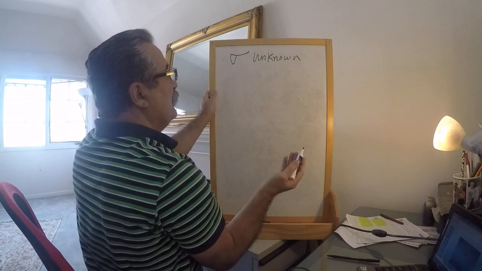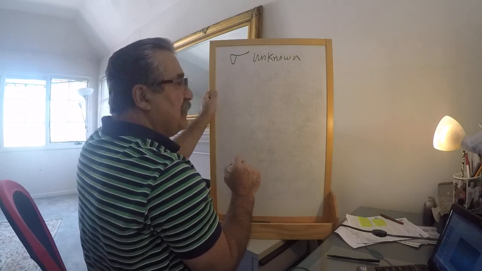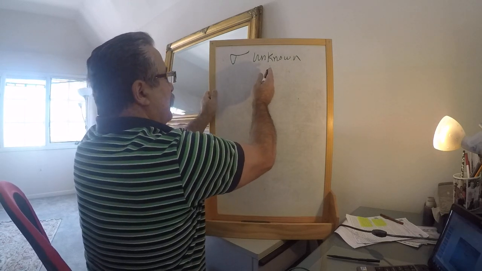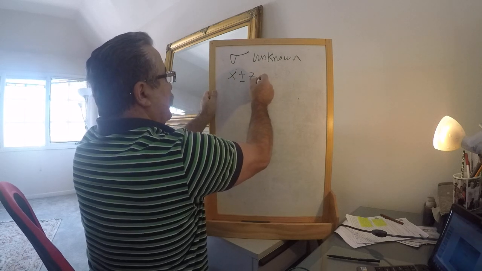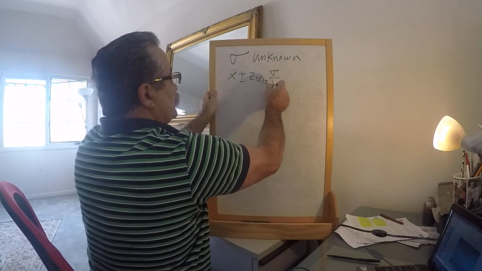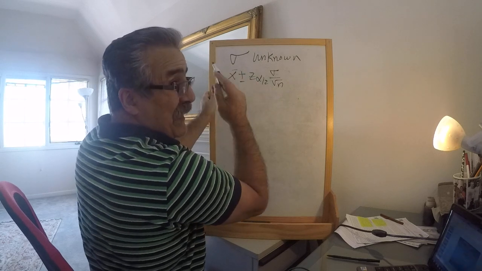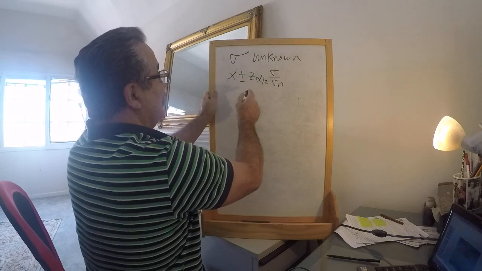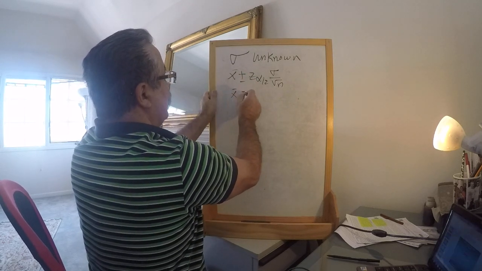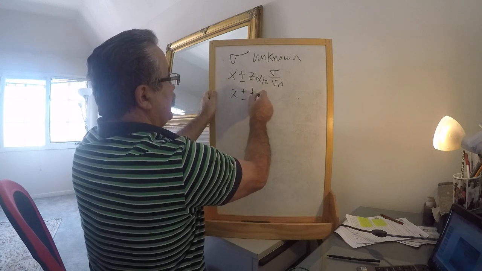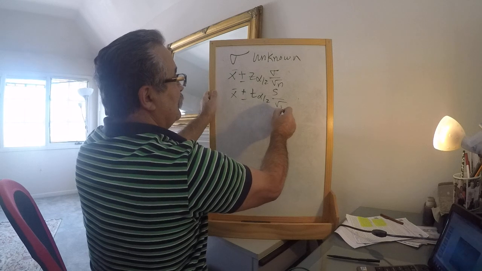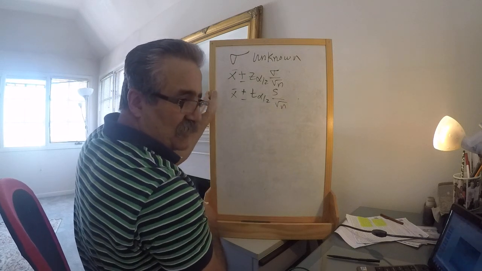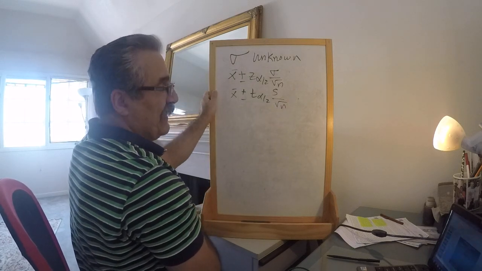And you guys remember back in chapter 8 when we were using sigma known, x bar plus or minus z sub alpha over 2 sigma over square root of n. This is back in chapter 8. And for sigma unknown case, we use t sub alpha over 2 s over square root of n.